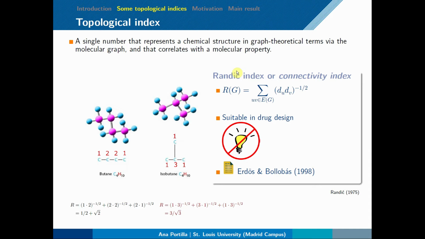During the next 20 years after it was defined, this graph invariant did not attract any attention of mathematicians. Then Erdős, one of the most distinguished mathematicians of his time, together with Bollobás, published their first paper in 1998. Then the mathematical and mathematico-chemical community recognized that the Randić index is worth studying.